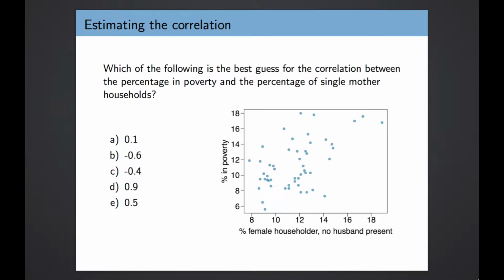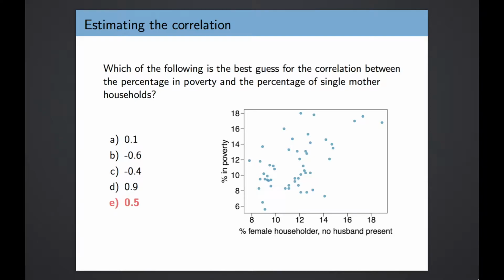Now let's try this same exercise again with a different set of data, this time looking at the relationship between the percentage of people living below the poverty line and the percentage of single mother households in each state and Washington, D.C. So again, I've given you a list of possible options here. So go ahead and pause the video and see which coefficient you think is most likely for capturing this relationship.